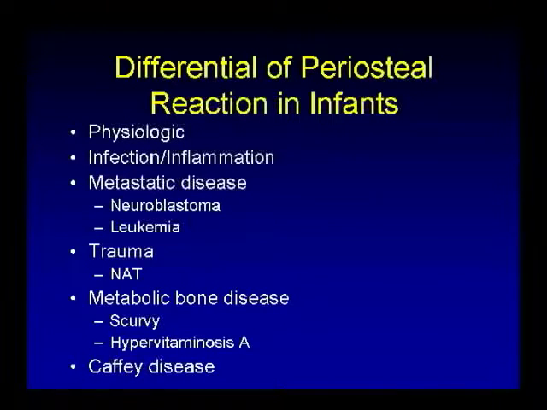Now, physiologic is just due to rapid growth, and it's seen in the first few months of life. The thing that you will use to call physiologic periosteal reaction is that it is symmetrical and it is proximal. It's usually the humeri and the femurs. If you have isolated tibial periosteal reaction, that's not physiologic periosteal reaction. If you see it more distal, you'll have to see it proximal first.